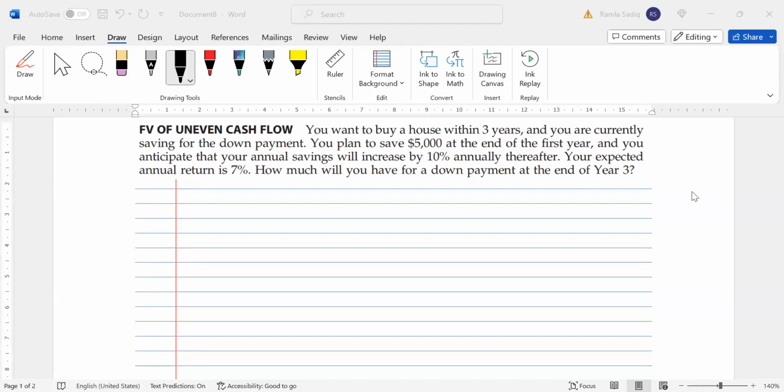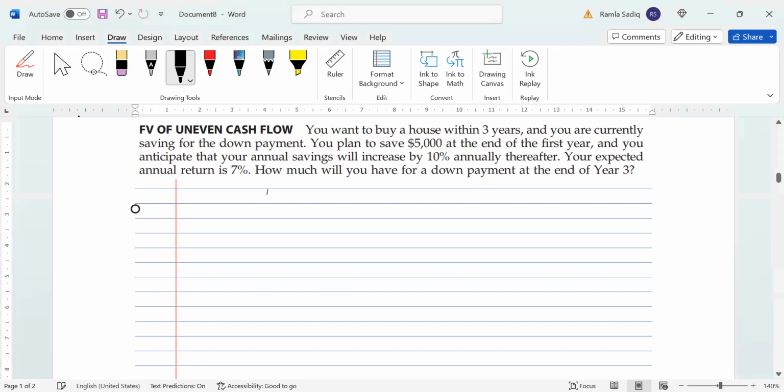All right, now let's do a question where we have to determine the future value of uneven cash flow. So you want to buy a house within 3 years and you are currently saving for the down payment. You plan to save $5,000 at the end of the first year, and you anticipate that your annual savings will increase by 10% annually thereafter. Your expected annual return is 7%. How much will you have for a down payment at the end of year 3?